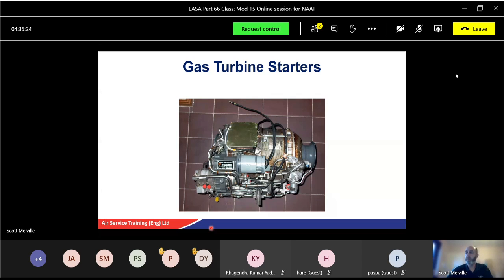Gas turbine starter, typical APU, little auxiliary power unit. Basically, it's a little small gas engine. And we'll speak about APUs shortly. So it'll have its own little electric starter motor there. It's got a starter for the starter. Basically, same sort of size as your car starter. That will turn the gearbox, will turn your centrifugal compressor, turbine, etc.